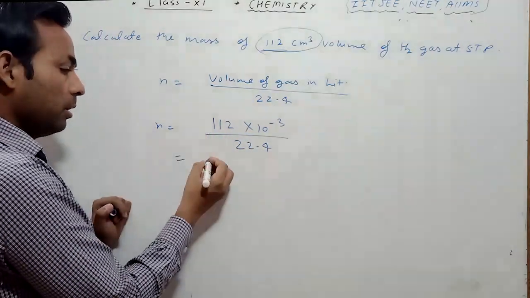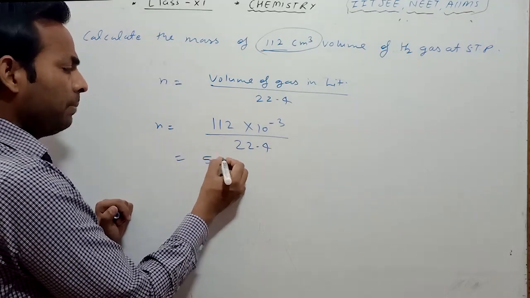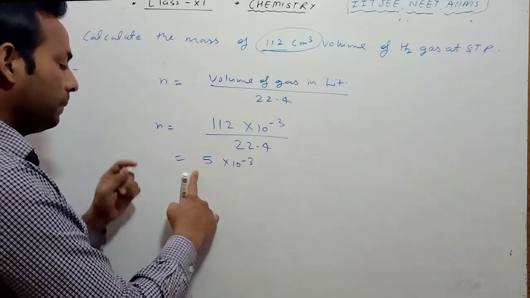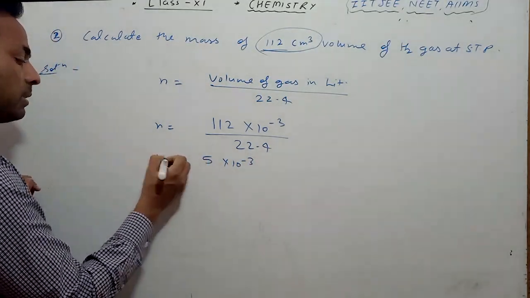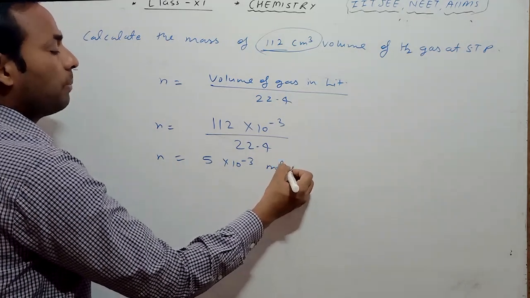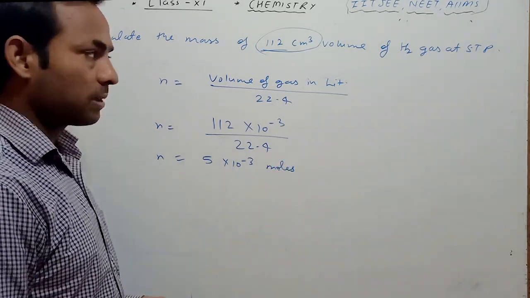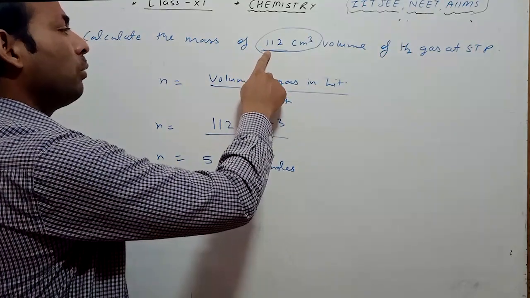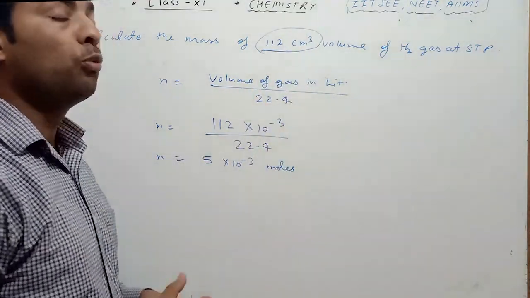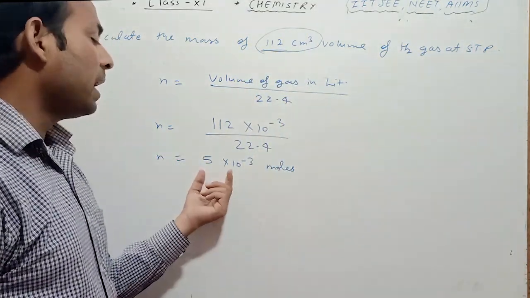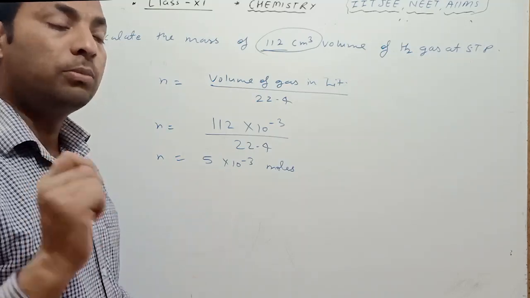After dividing, 5 times will be cancelled out, and it is 5 into 10 to the power minus 3 moles. The total number of moles of hydrogen gas in 112 centimeter cube volume of the gas equals 5 into 10 to the power minus 3 moles.